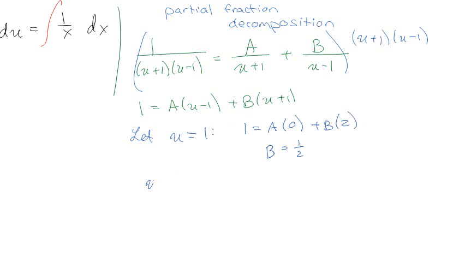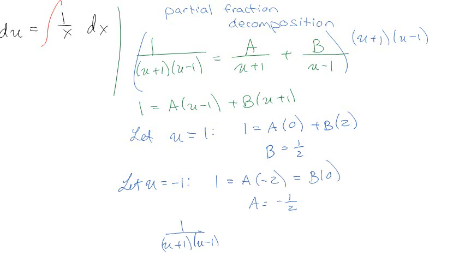Then I can let u equal negative 1. And again, the reason that I would do that is so that one of those terms is going to go to 0. So I have 1 is equal to A times negative 1 minus 1, negative 2, and B times 0, so A is equal to negative 1 half. So that means that this here is going to be equal to negative 1 half over u plus 1 plus 1 half over u minus 1, which is good because I can integrate that easier. So that's what we're going to use.